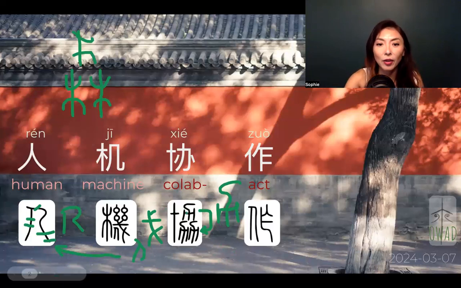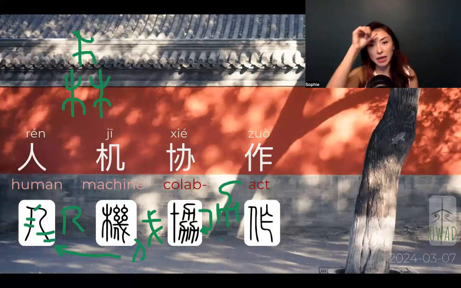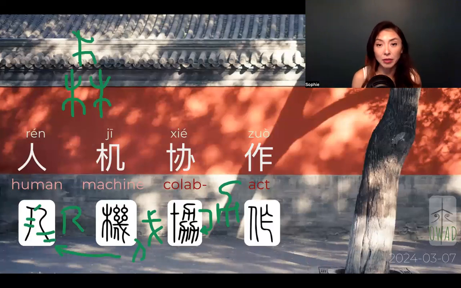And then this cross-looking thing is the Chinese number 10. I also have 3 of them, which means really a collaboration of multitudes of people doing the same thing. And 10 probably means at least 10 times of this plow.